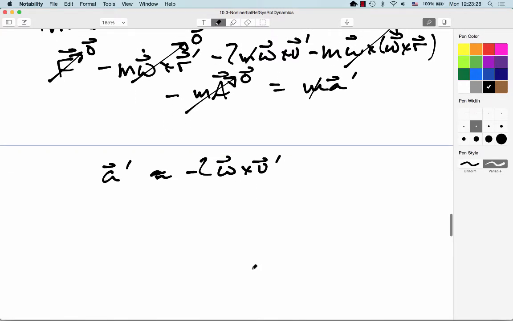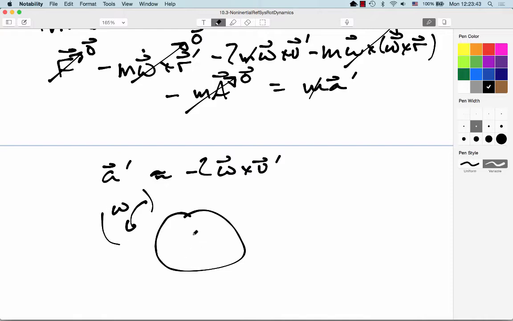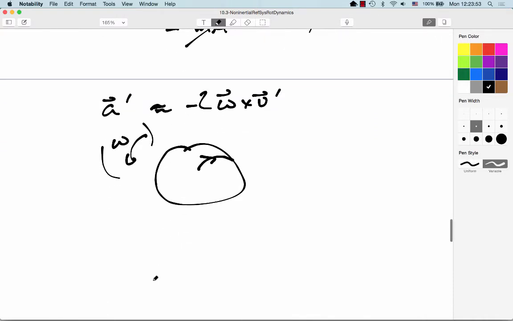So the force is always going to be perpendicular to v prime. So an observer on the turntable will see a circular arc. So let's say our omega is going like that. To an observer on the turntable, they would just see a nice little circular arc, like so.